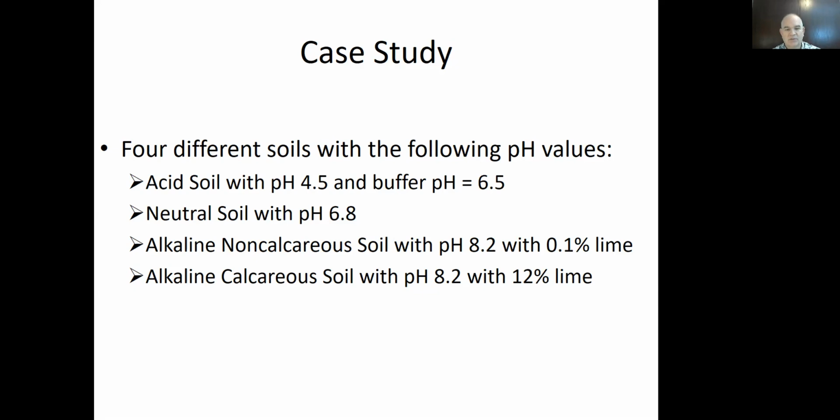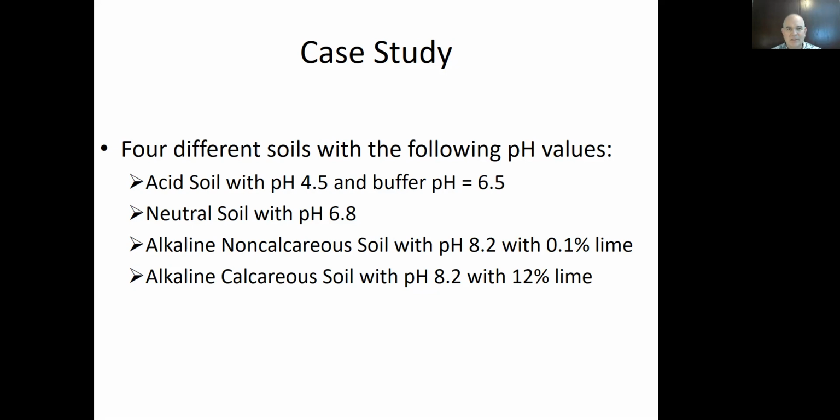A neutral soil with a pH of 6.8. Now, it's not exactly right on 7, but it's close enough. I mean, we would call that neutral. An alkaline, non-calcareous soil that has a pH of 8.2 with 0.1% lime. An alkaline calcareous soil with the same pH, but this time it's got 12% lime in it.